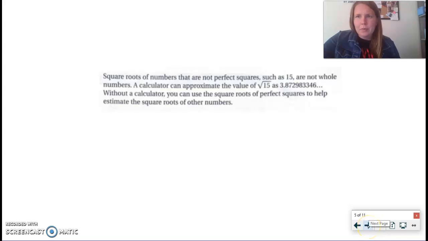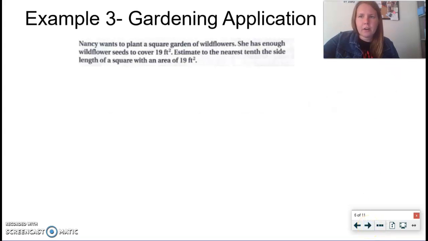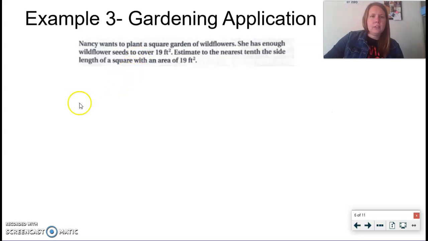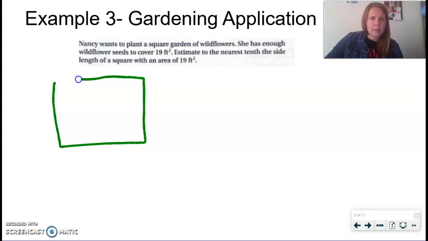Alrighty, so let's look at this example. So here's a gardening application. It says Nancy wants to plant a square garden of wildflowers. She has enough wildflower seed to cover 19 feet squared. Estimate to the nearest tenth the side length of a square of an area of 19 feet. So she's making a little garden. Remember, your area is always feet squared. So she says it's 19 feet squared.